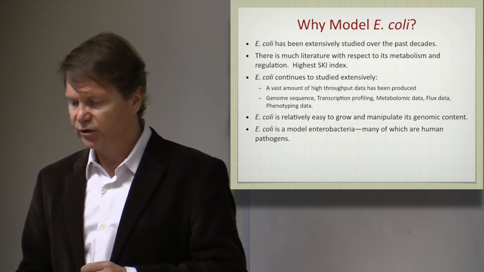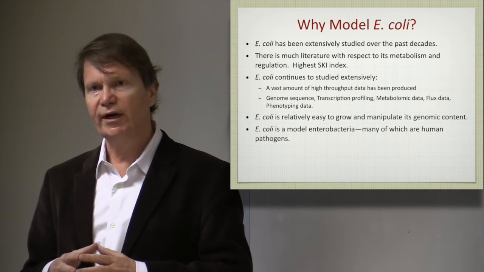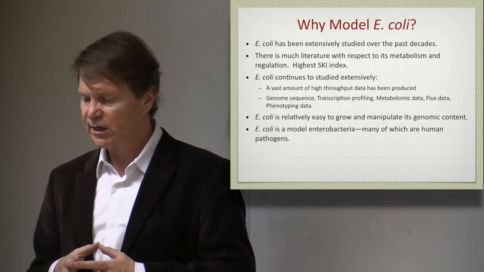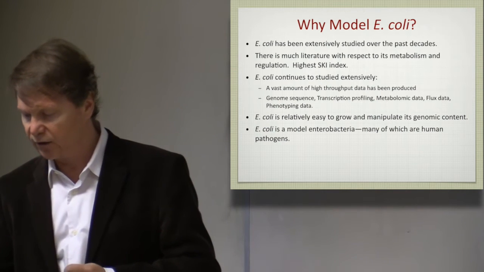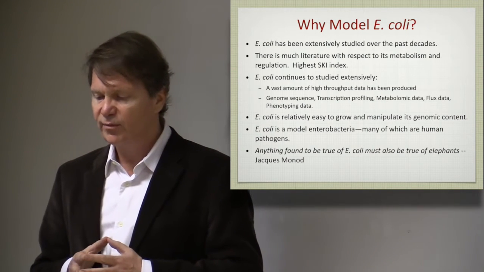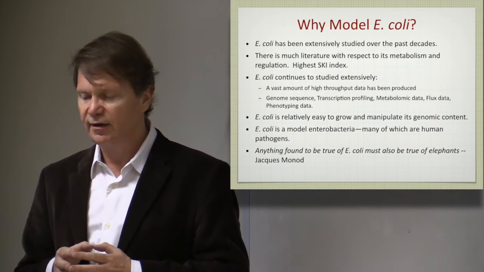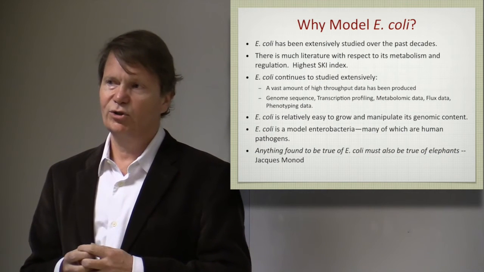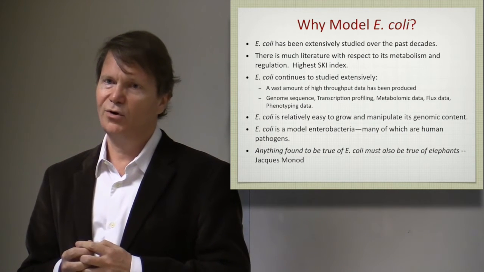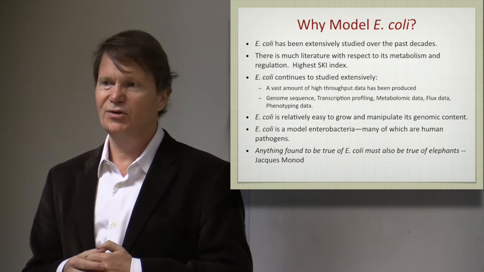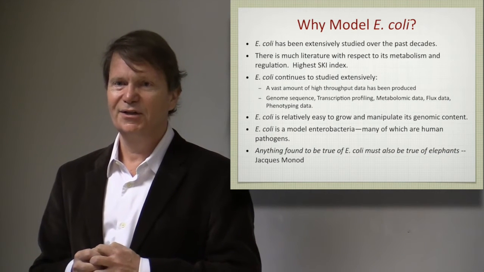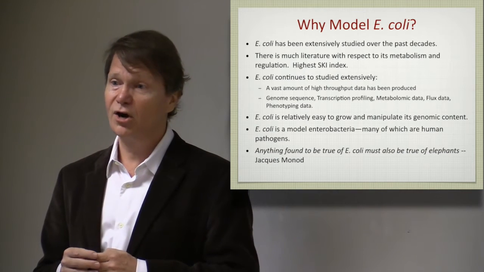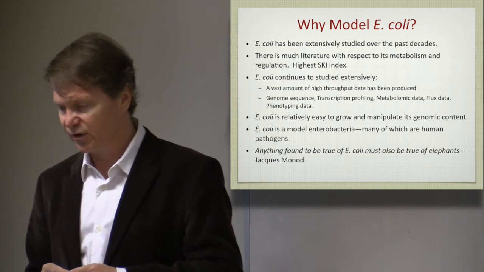It's a model Enterobacteria. There are many human pathogens closely related to it. We'll talk about that later on. Klebsiella, Salmonella, Yersinia, and others. And then there is this famous quote by Jacques Monod, where it says, anything found to be true of E. coli must be also true of an elephant. Most people just laughed this off at the time, but now we know that the gene content is quite similar between organisms. So detailing what's happening in E. coli is very valuable for a lot of other organisms and some of their functions.